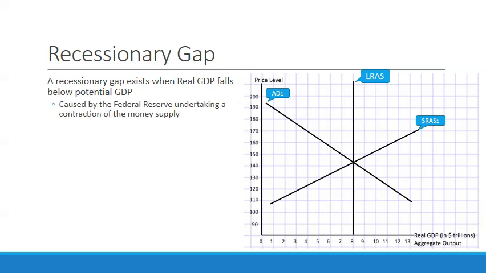Now this is caused by the Federal Reserve undertaking a contraction of the money supply. So whenever money is removed from the economy, aggregate demand will shift to the left. So you'll notice we see the fall in prices. So the result is a decrease in price levels and a reduction in real GDP demanded.